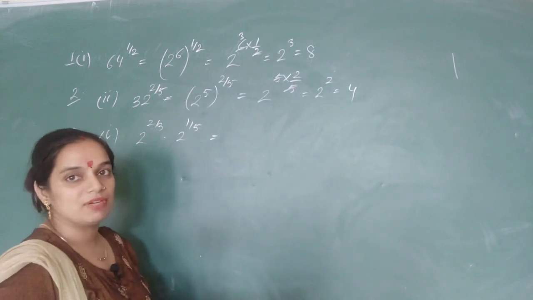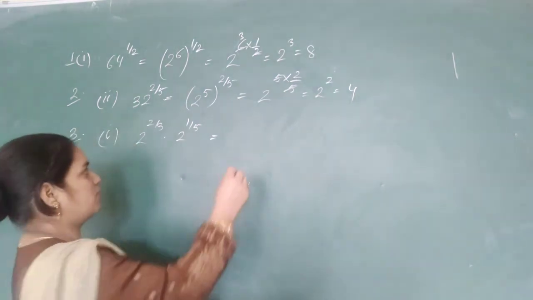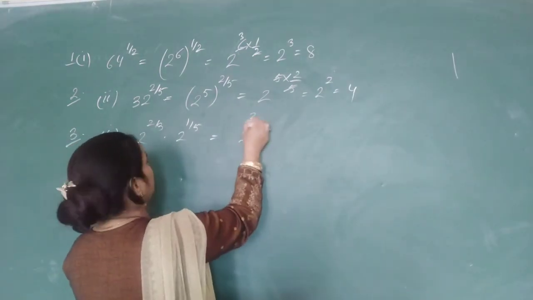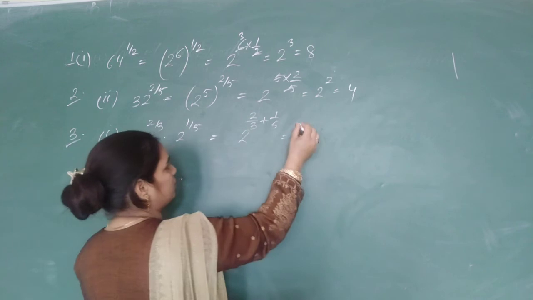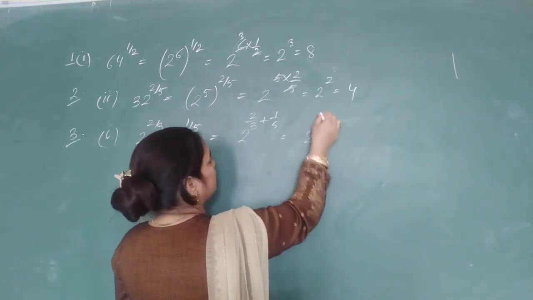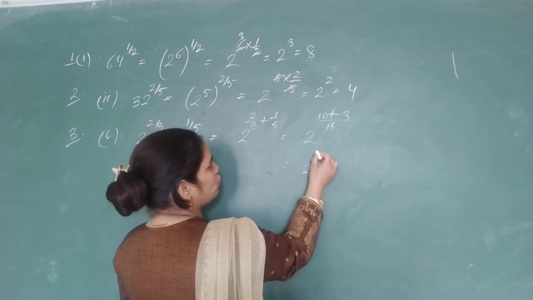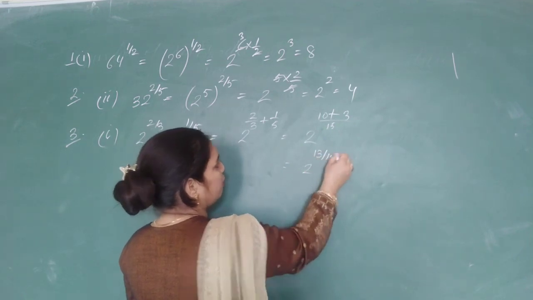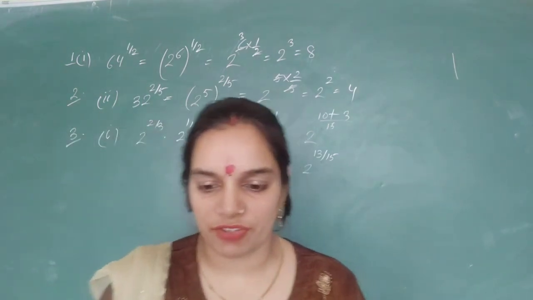Here, base is same and powers are different. So you will add the powers. Powers will be added by taking the LCM. LCM will be 15. Here will be 10 and here will be 3. So our result will be 2 raised to the power 13 divided by 15.